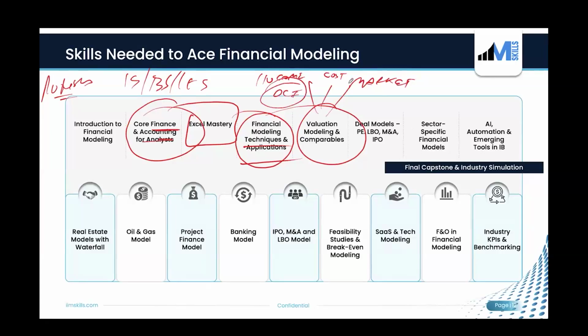Income has DCF, capitalized earning. Cost has NAV. Market has the trading comps and transaction comps. So there are different approaches to do valuation.